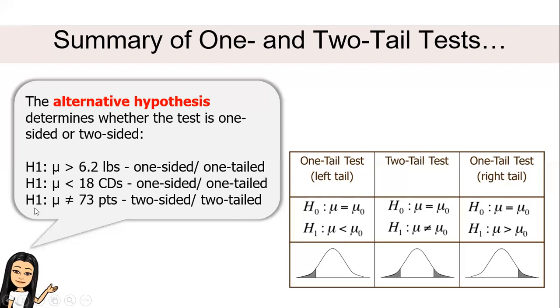However, if you take a look at the third given I gave you earlier, I mentioned that mu is not equal to 73 points. And when we speak about not equal to, the value that you might get, if it's an extreme value, may be found either at the leftmost, at the left, or at the right. That is why this entails a two-tailed test, or a two-sided statistical test. It would entail two-sided or two-tailed tests later on, which could be found here.